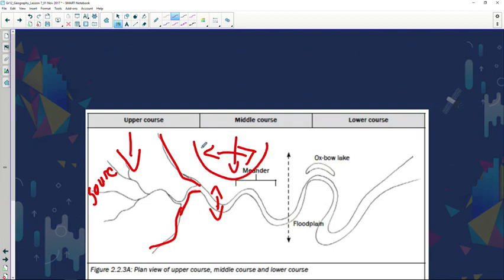And as you can see in the lower course, a very flat gradient. The river is much wider over there. We're experiencing meandering. This process that you see over here, the shape that's taking place over here, is known as meandering. Oxbow lakes are formed, which we will discuss in the next couple of slides. And this is the mouth of the river.